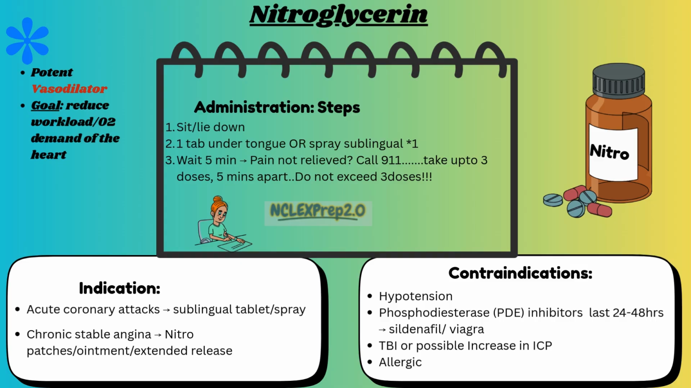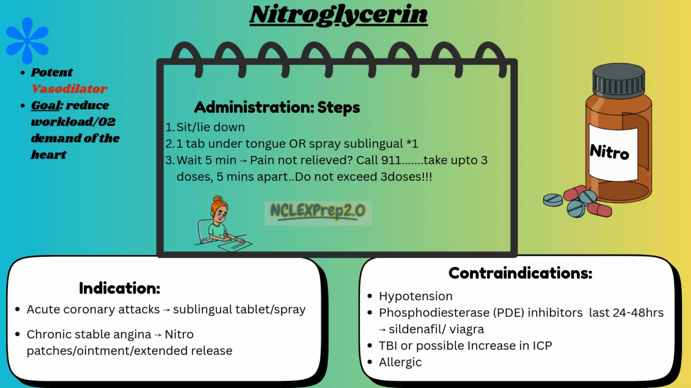Nitroglycerin converts to nitric oxide, which causes smooth muscle relaxation in the blood vessels and causes vasodilation, which eventually causes reduction in the preload and therefore reduction in the workload of the heart and oxygen demand.